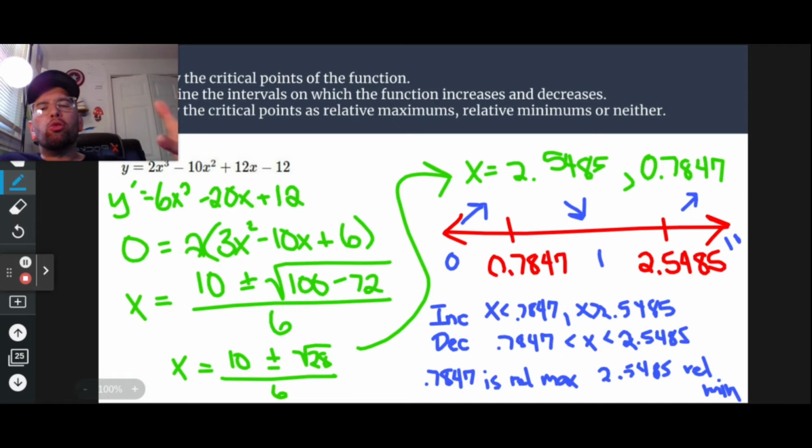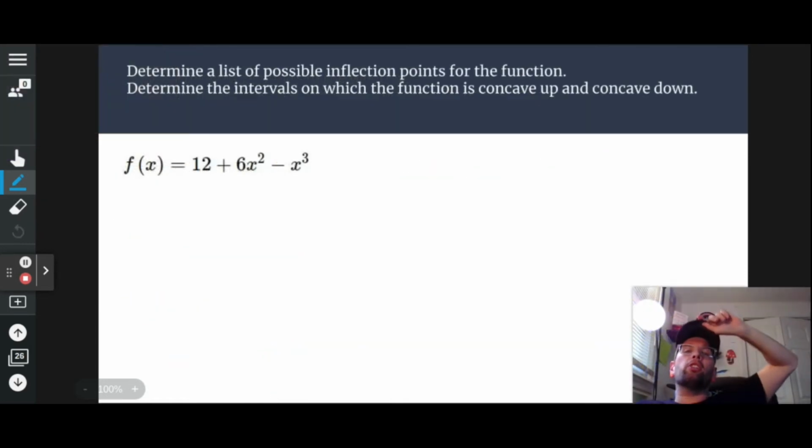Oh, why couldn't you just factor u? There's our inflection points. There's our concave up and concave down. It took a while. Well, in order to get concave up and concave down, you do the same thing, but you find the second derivative.